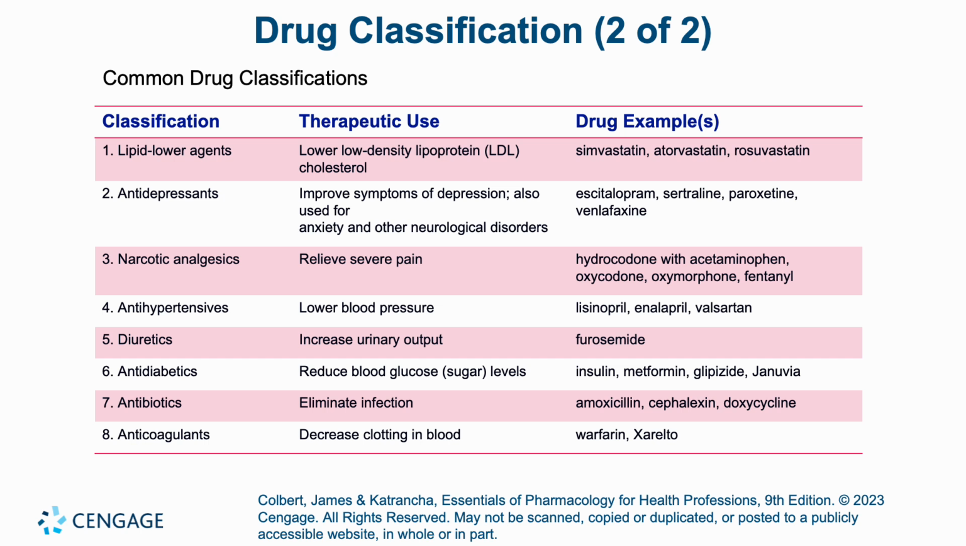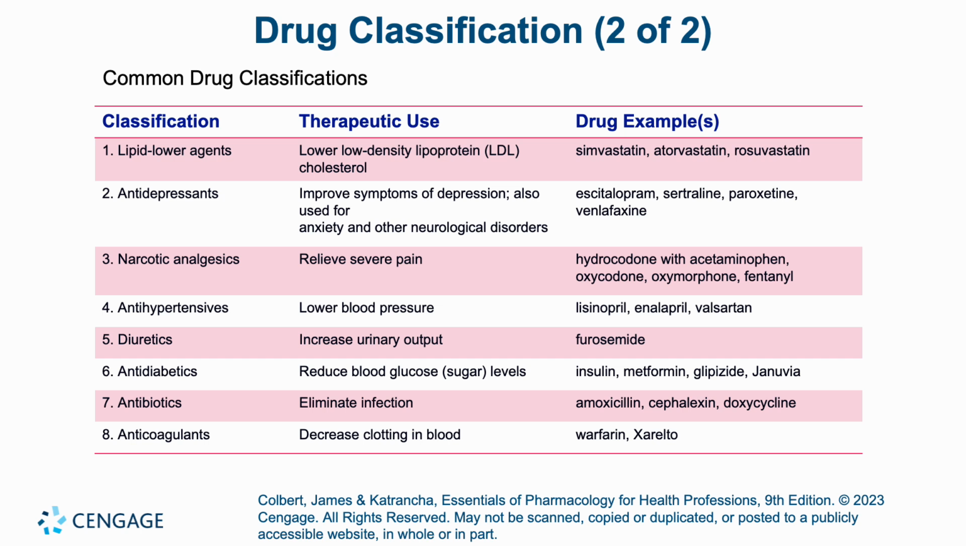Classification number 5, diuretics. The therapeutic use of diuretics is to increase urinary output. They pull fluid from elsewhere in the body and help you to urinate that out. This is used in people with heart failure or who have trouble pumping enough blood effectively through the heart, and fluid buildup can cause lung and heart issues. They would be on a medication like this. A drug example in the diuretic category is furosemide.